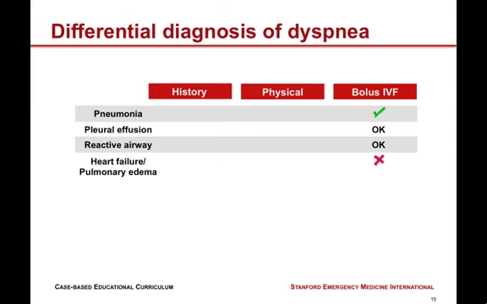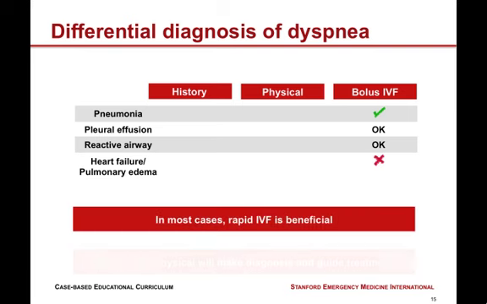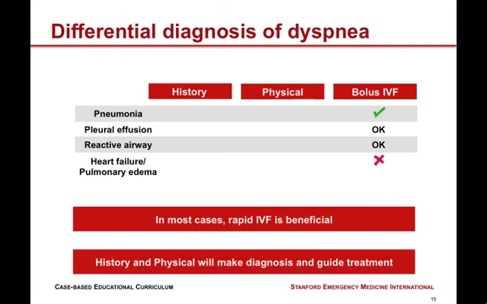Looking at the potential causes for the patient's dyspnea: pneumonia, pleural effusion, reactive airway, or heart failure with pulmonary edema. We can see from this chart that in most cases, rapid IV fluid is beneficial. And the history and physical will help us make the diagnosis and guide our treatment further. To reiterate, IV fluid given rapidly is essential for pneumonia, especially when a patient is tachycardic and hypotensive. In cases of pleural effusion and reactive airway, it may be beneficial and is unlikely to cause any harm.